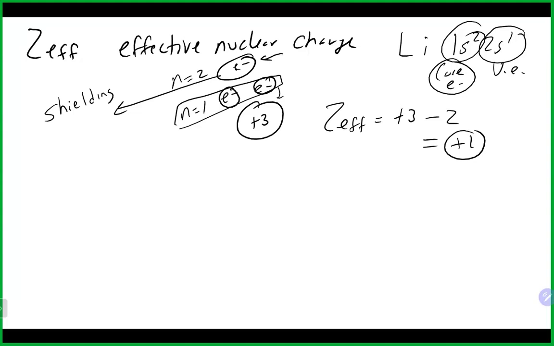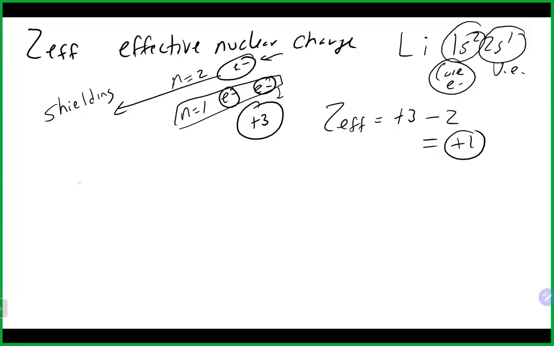And again, that's one of the reasons why it can be lost and given away in bonding, while the core electrons, which are feeling the full brunt of that positive attraction, are kind of stuck, right? They're not going to pretty much go anywhere. They're not going to be involved in bonding.